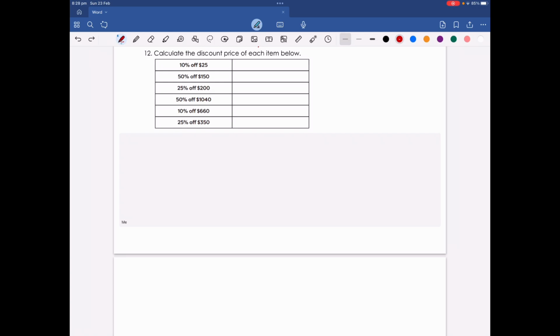So 10%, I've already taught you how to do 10%. Fabulous. So we've got our $25 here. 10% we know. We just move 1 to the left, leaving us with $2.5. So we've got 2.5. All right, 50% of 150.